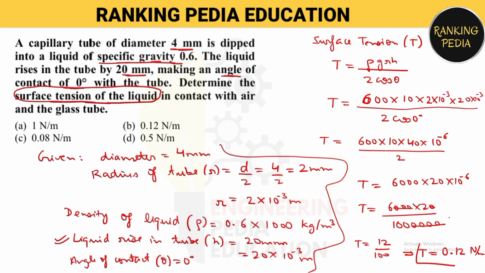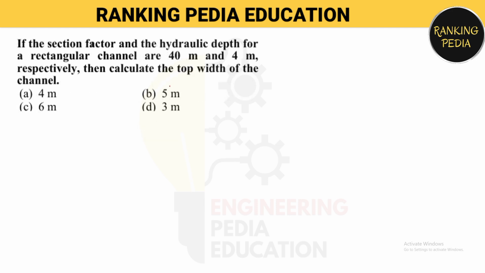Which of the following options is correct? Option number B is correct. 0.12 Newton per meter is the final answer. Surface tension we have calculated, T is 0.12 Newton per meter. Next question is, if the section factor and hydraulic depth of a rectangular channel are respectively given.